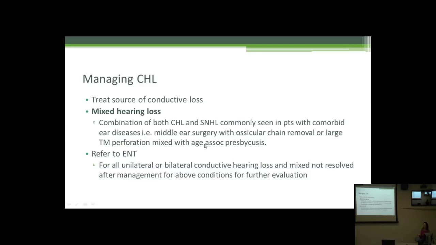A lot of those patients may require a little bit more advanced management, so in those patients, if you don't know what to do, please feel free to refer them to ENT. Unless it's something obvious like wax or ear infection, you can manage that too.